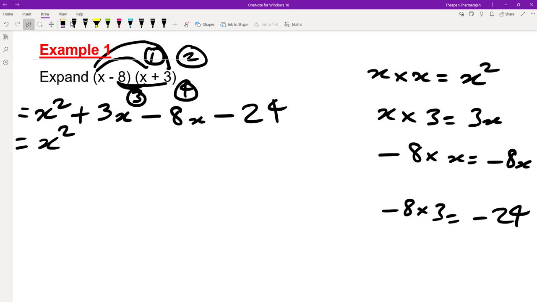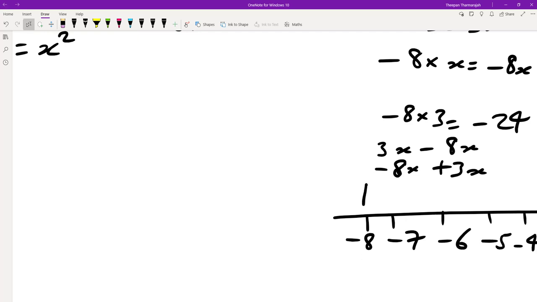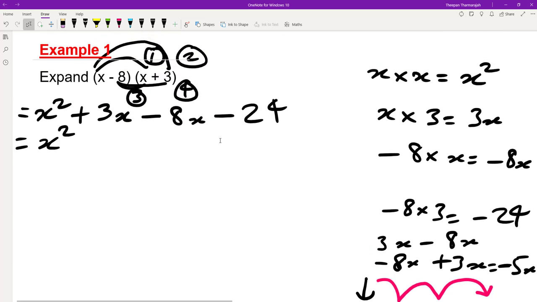So now we've got to be careful here. We want to do 3x minus 8x. This is the same thing as minus 8x plus 3x. So we draw a negative number line here. We've got minus 8, minus 7, minus 6, minus 5, let's say minus 4. So we're going to start at minus 8 and we're going to go forward by 3 spaces. So 1, 2, and 3. So that will equal minus 5x. I get x squared minus 5x minus 24 as the solution.